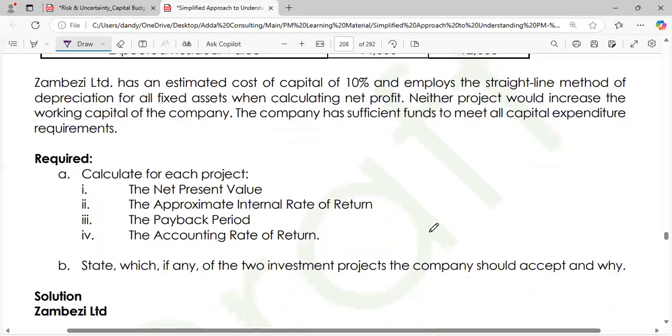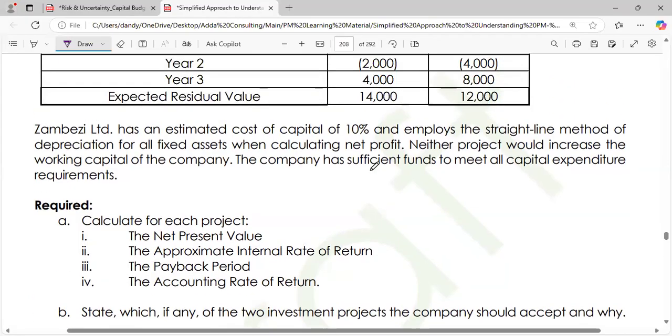A, calculate for each project: 1, the net present value; 2, the approximate internal rate of return; 3, the payback period; 4, the accounting rate of return. B, state which, if any, of the two investment projects the company should accept and why. So that is the question.